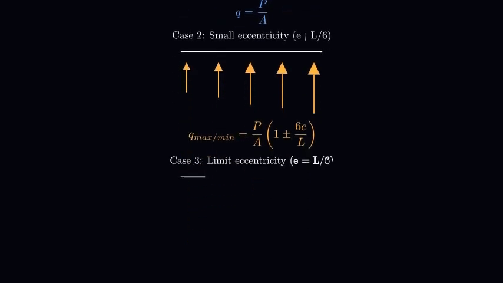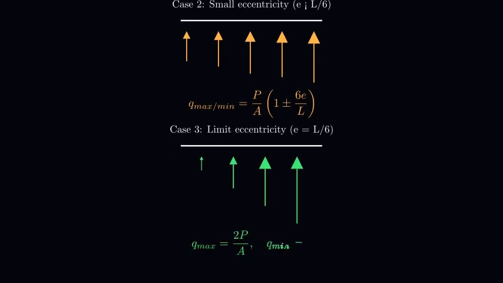Case 3 is the limit where eccentricity equals 1/6 of the length. At that moment, one edge of the footing reaches zero pressure, leaving a triangular distribution that peaks at 2 times P over A. The minimum pressure is 0, and the maximum is 2P over A.